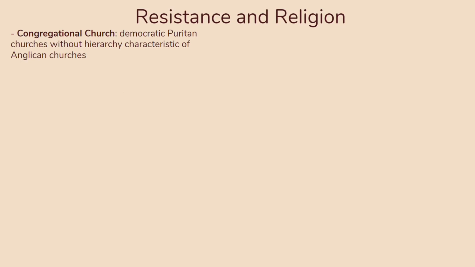So let's talk a little bit about resistance and religion during this time. And in terms of religion, you have the Congregational Church. This was a very democratic, Puritan church without the hierarchy that was characteristic of Anglican churches, which is relatively common with the colonies during this time. They are really putting their own twist on traditionally British things. And during this time, you should also note that there's a waning religious zeal, which leads to more lenient rules for church membership. It's more inclusive.